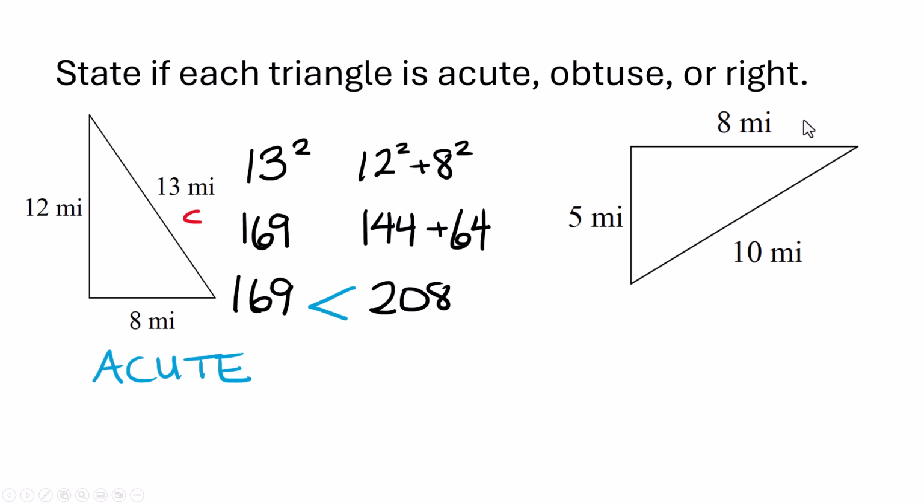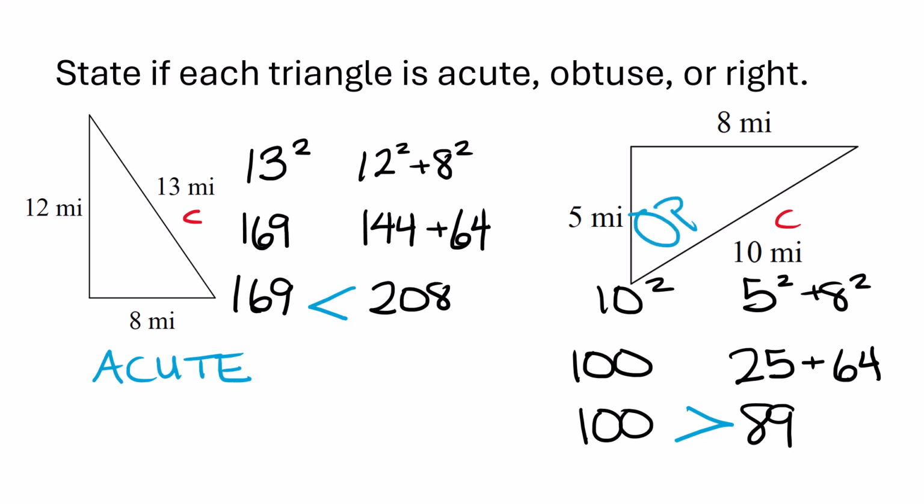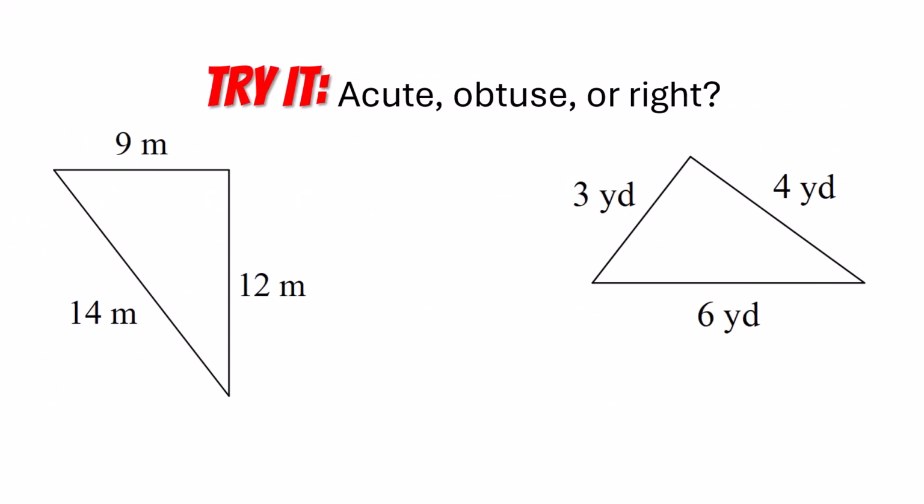Okay, let's go to this one. C is 10. So we're going to compare 10 squared to 5 squared plus 8 squared. We get 100, and we get 25 plus 64. Do the math again. Okay, 100 is bigger than 89, so that means we have c squared greater than, c squared bigger. Obtuse. It's an obtuse triangle. Okay, it's your turn. When the timer's up, I'm going to show you the answers.